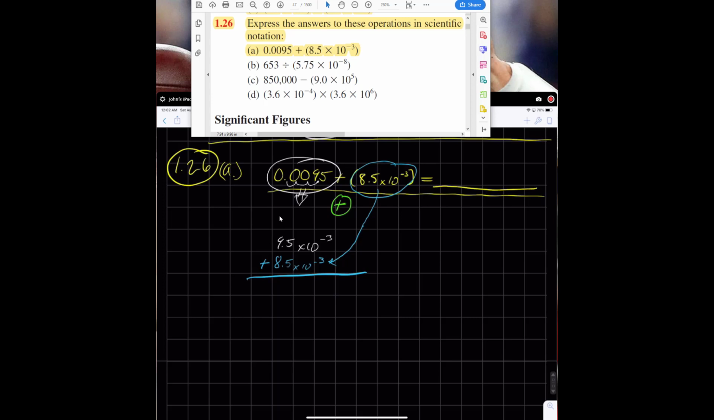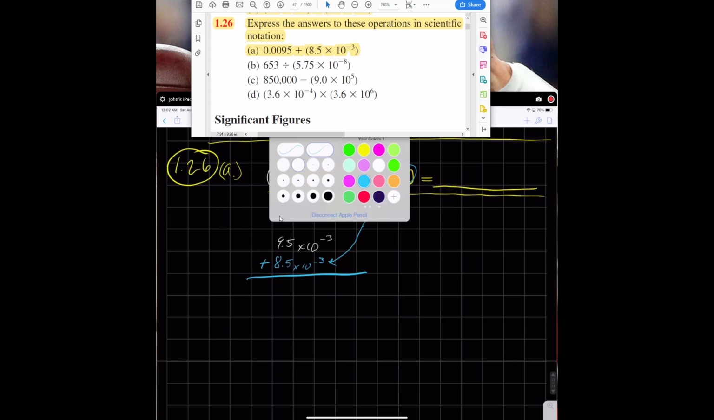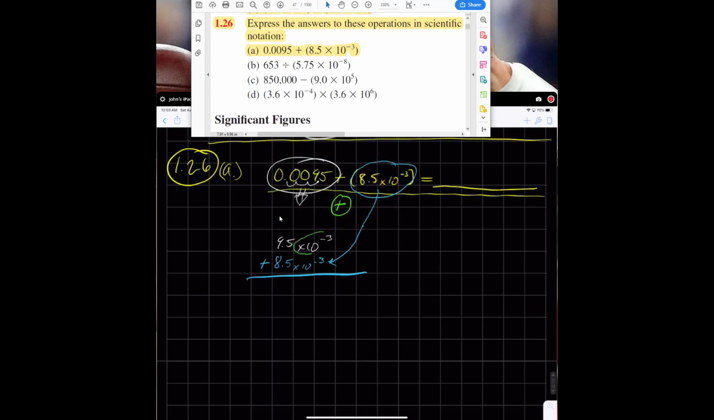Okay, now we're actually just ready to do the mental math. Because the times 10 to the negative 3 power isn't changing here, we just simply can bring it right down. Whatever answer that we get is going to have that times 10 to the negative 3. So in the calculator you can put in, or you can do it mentally, 9.5 plus 8.5 is equal to 18.0.